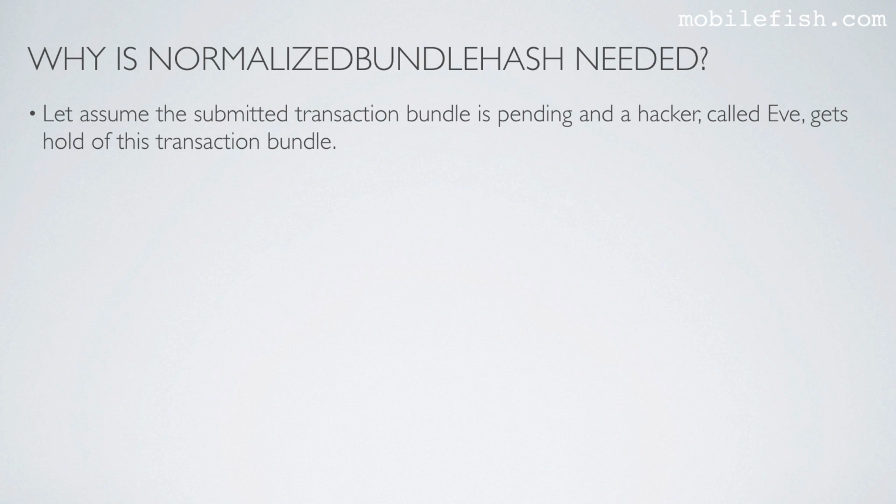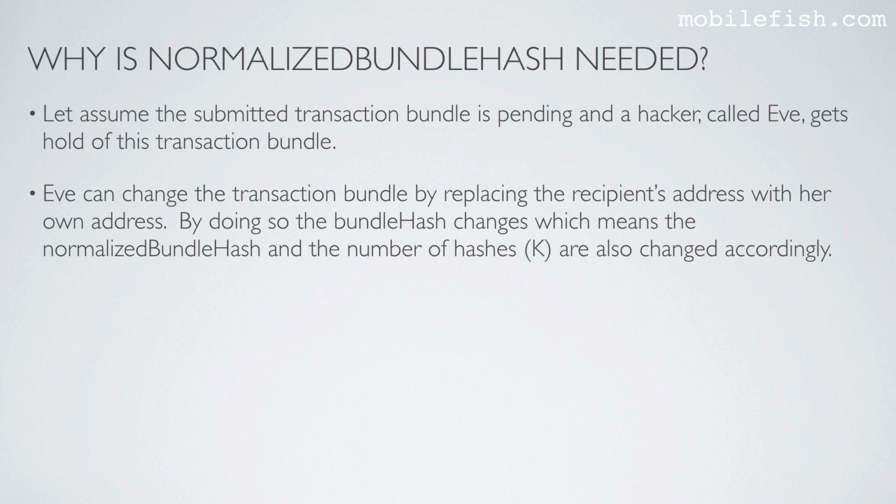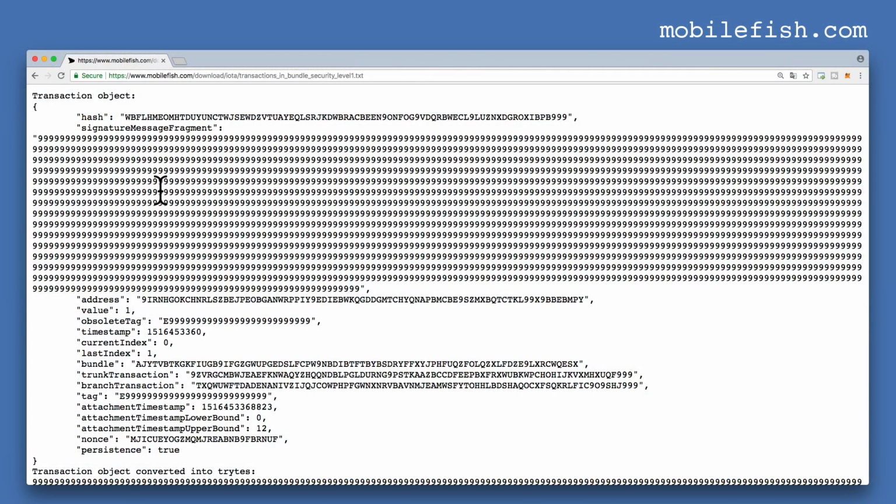Let's assume the submitted transaction bundle is pending and a hacker called Eve gets hold of this transaction bundle. Eve can change the transaction bundle by replacing the recipient's address with her own address. By doing so, the bundle hash changes, which means the normalized bundle hash and the number of hashes are also changed accordingly. This is the transaction bundle Eve gets hold of. This is the recipient address. Eve replaces this address with her own address. But if Eve replaces this address with her own address, this bundle hash will change.